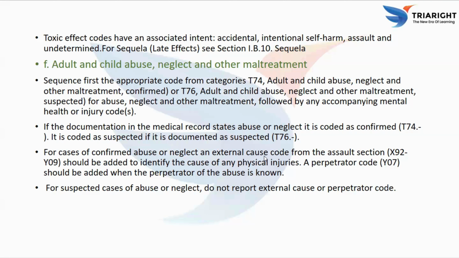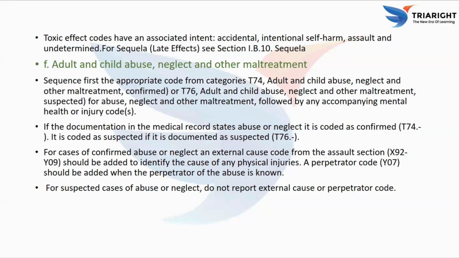So the next guideline is about the external cause and perpetrator code. You have to add the external cause codes only when abuse is confirmed, that is from the X92 to Y09 category, to identify the assault mechanism as well as the cause of injury, so how the injury has taken place. For example, assault by a blunt object. So you have to assign from the X99.9XXA code category. And also you have to add the perpetrator code Y07 if known.